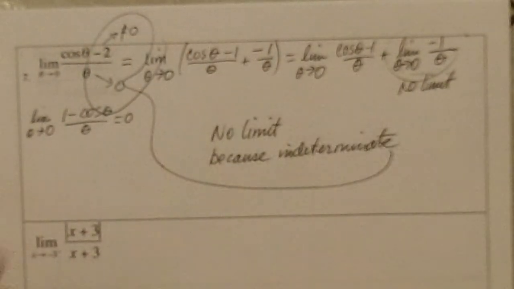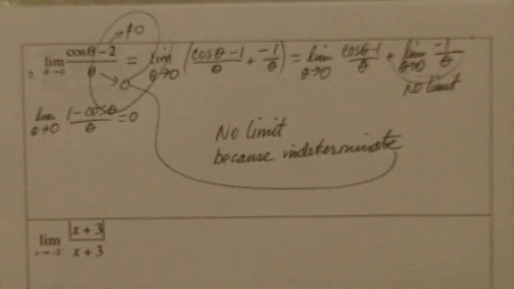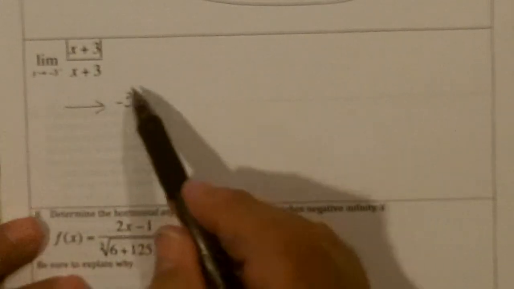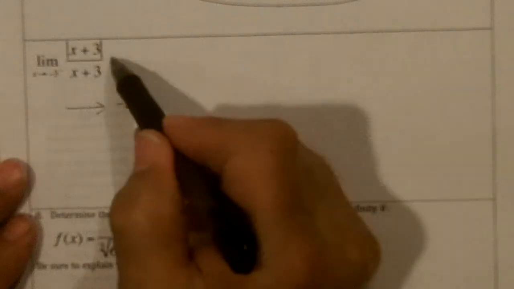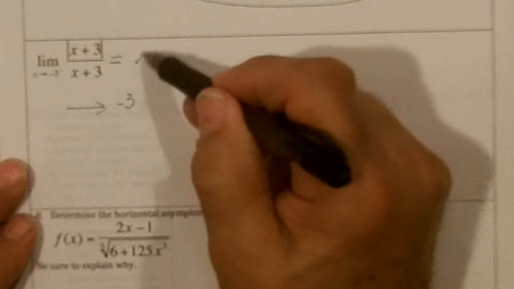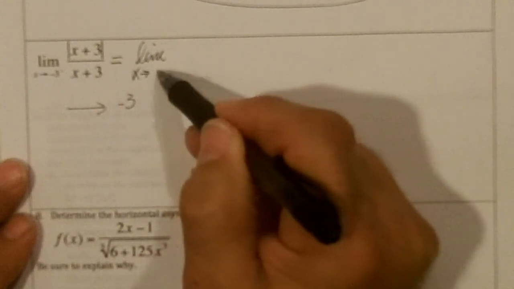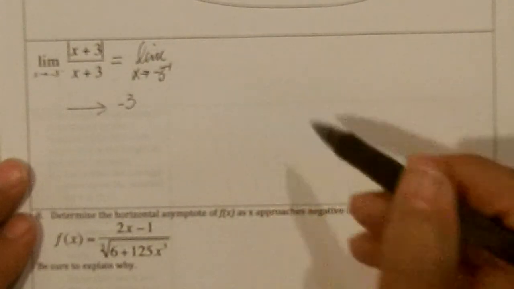It doesn't go to 0 in the numerator when the denominator does. The next one. All right, so how does this work? Well, I'm coming in from the negative side towards -3. So I might have -4, -5. So this becomes the limit as x approaches -3 from the negative side.